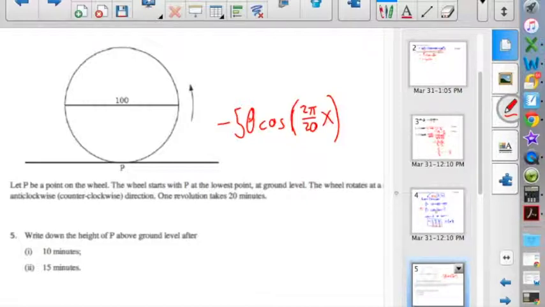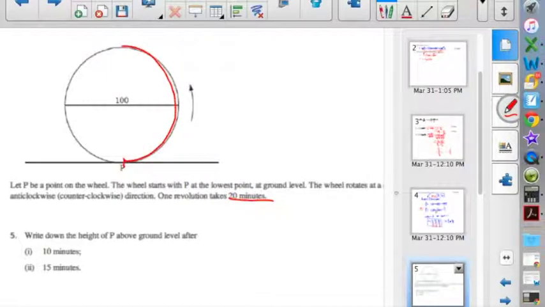I took the 100 and I put it vertical. Yeah, or you could just think, no cosines involved. If it takes 20 minutes to get all the way around, then after 10 minutes we're going to be halfway around. So that's going to put us at the top. Good, 100 meters. 15 minutes means we're now 3/4 of the way. So how far up? 50. All right.